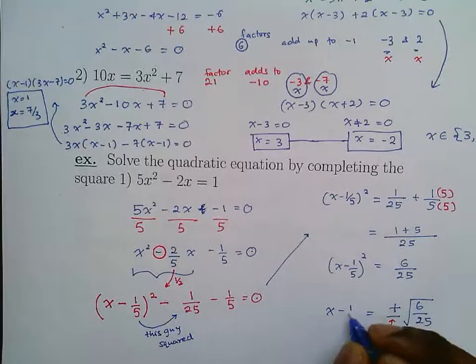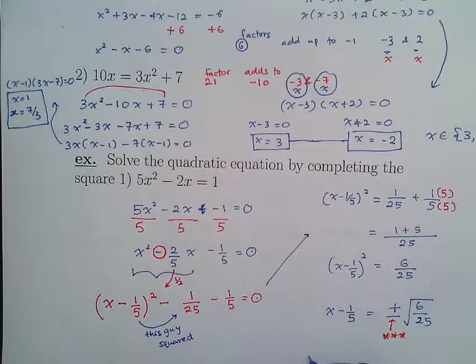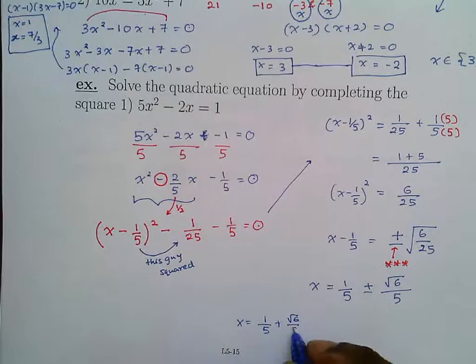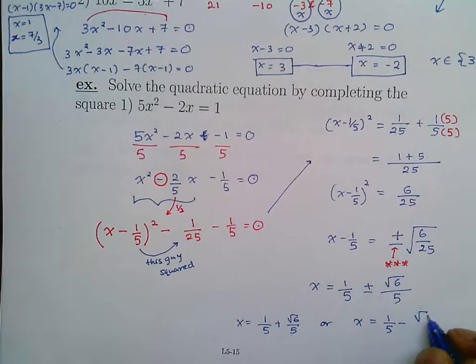Okay, and then you add 1/5 to both sides. So you get x equals 1/5 plus or minus square root of 6 over square root of 25, which is 5. So there are two answers. x is equal to 1/5 plus root 6 over 5, or x is equal to 1/5 minus root 6 over 5.